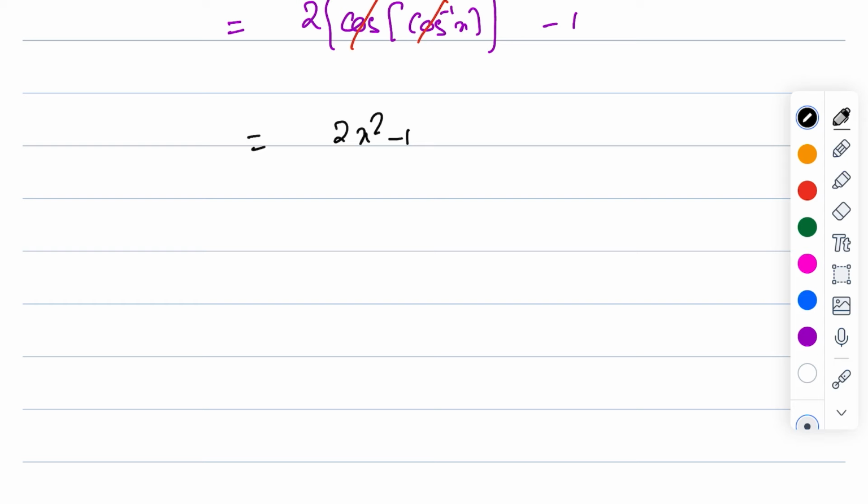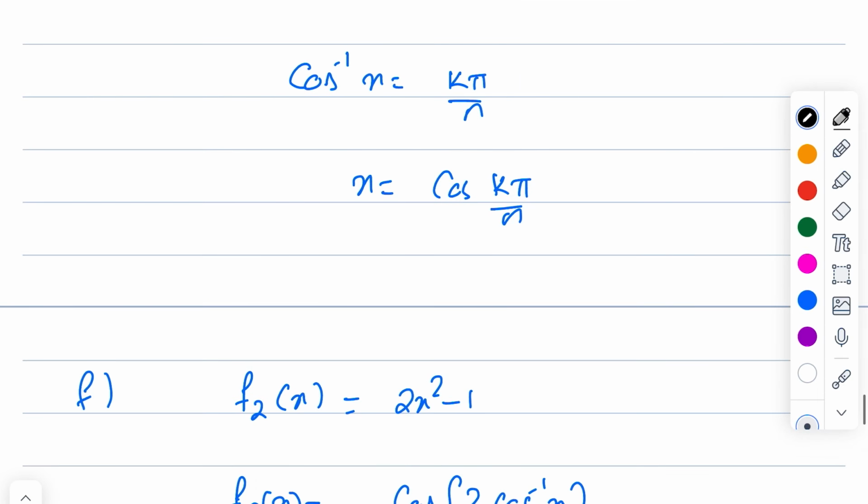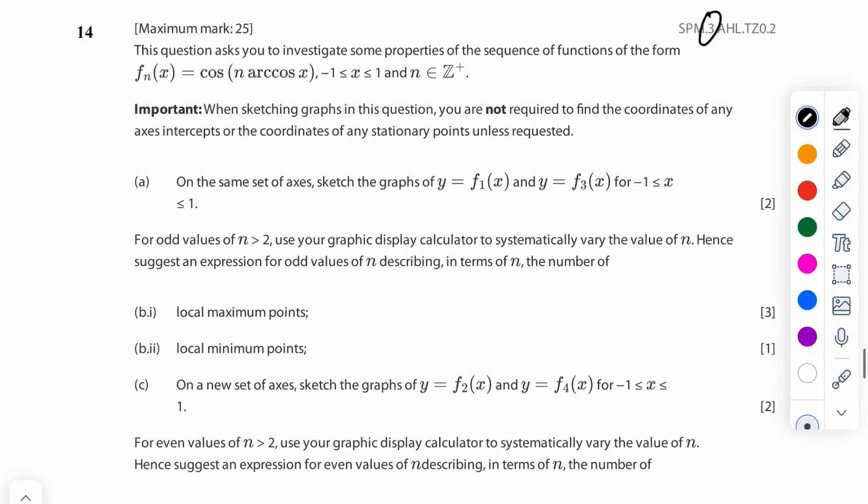So part G, use an appropriate trigonometric identity. So let me copy the entire part G over here.